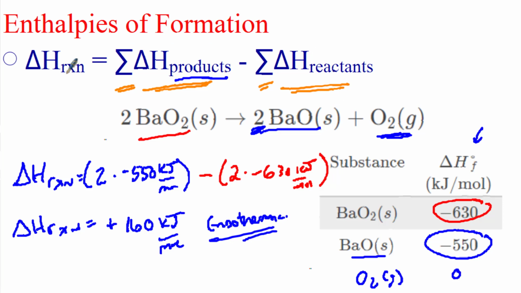And so if you want to use enthalpies of formation, if you see this little delta H of F, enthalpies of formation, we're going to do products minus reactants. Just watch out for those things that are elemental. They won't give you the enthalpy of formation for that because we can't form it. It's equal to 0 there.